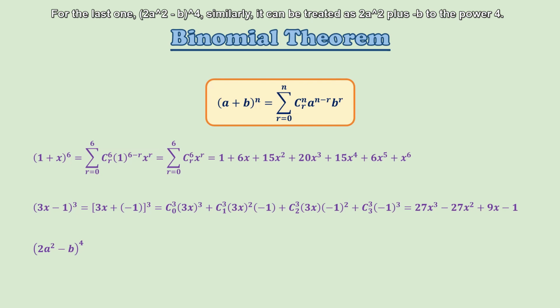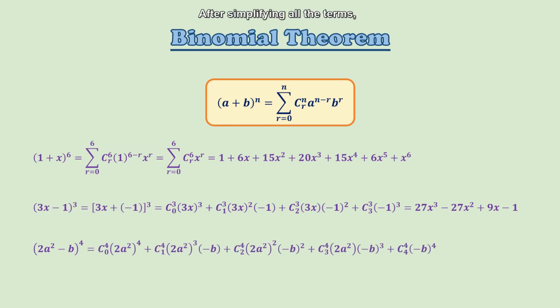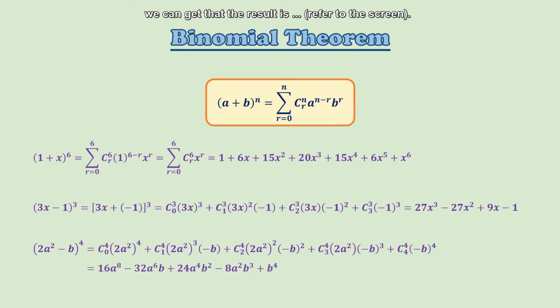For the last one, (2a squared minus b) to the power 4, similarly it can be treated as (2a squared plus minus b) to the power 4. Therefore, by the binomial theorem, it can be expanded in this way. After simplifying all the terms, we can get that the result is 16a to the power 8 minus 32a to the power 6 b plus 24a to the power 4 b squared minus 8a squared b cubed plus b to the power 4. This is the basic application of the binomial theorem to do binomial expansions.